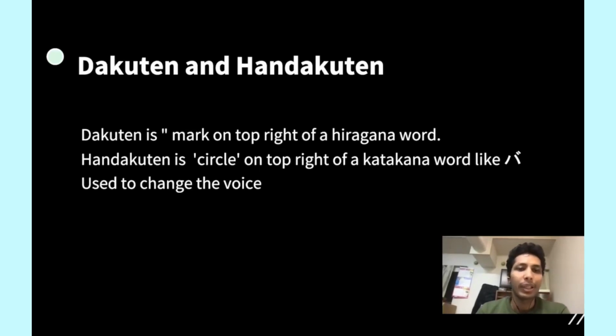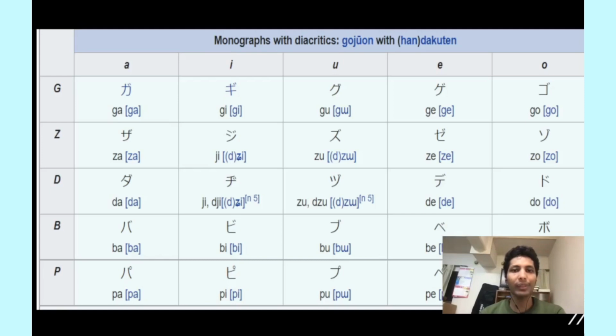Okay, so Dakuten and Handakuten are very similar to hiragana. If you are putting ten, this is ten, you remember ten, then it becomes Dakuten, and if you are putting a circle, it becomes Handakuten. Both are changing sounds. You can see here monographs, Dakuten and Handakuten.